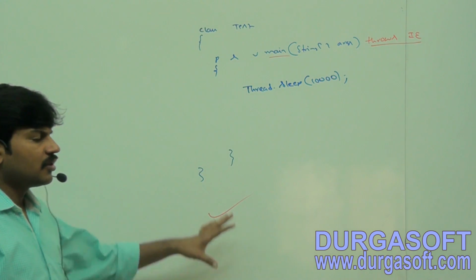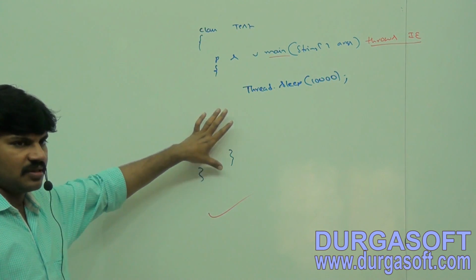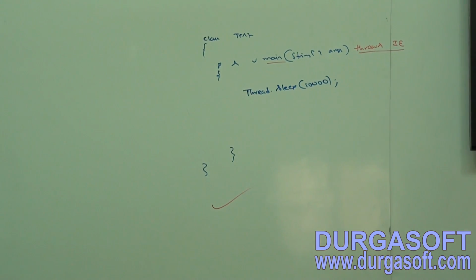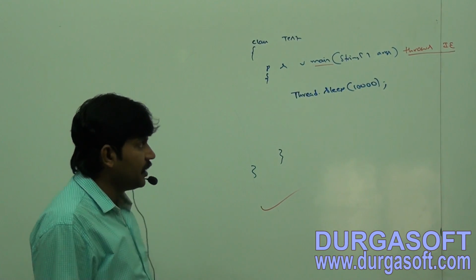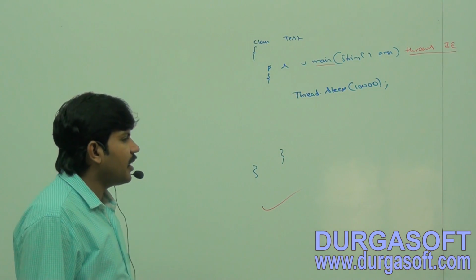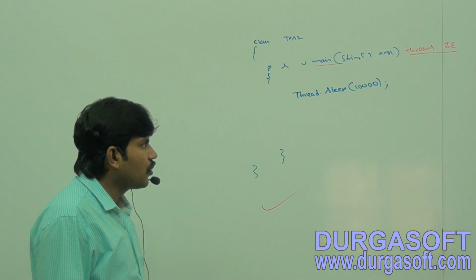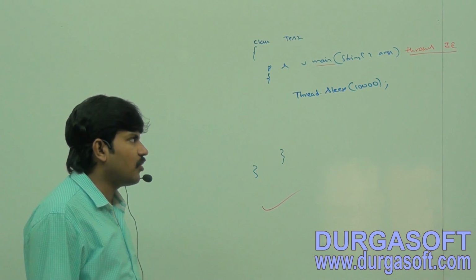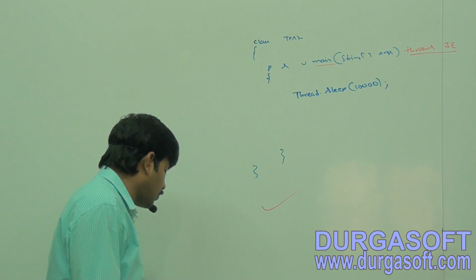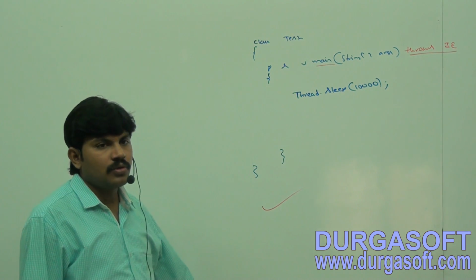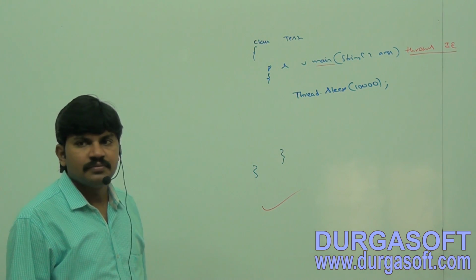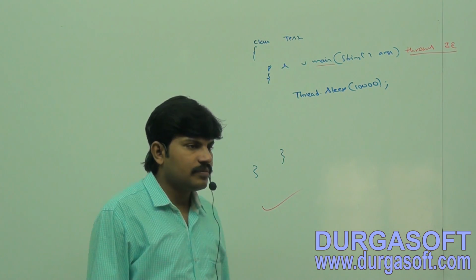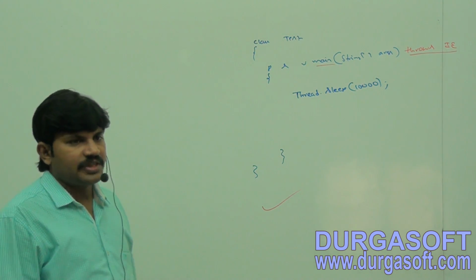Okay, that's all. Now here it is better to take this one example. class Test, public static void main(String[] args) throws InterruptedException. Better to use the full form. Don't spell out IE, you may feel it is Internet Explorer or something. throws InterruptedException, Thread.sleep(10000).